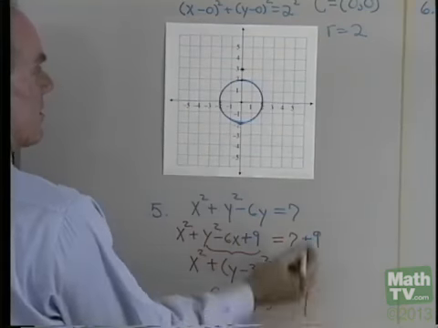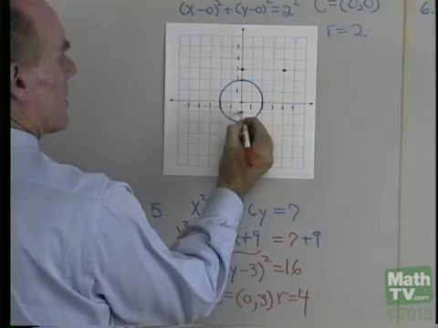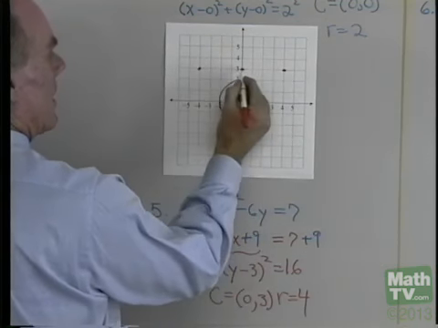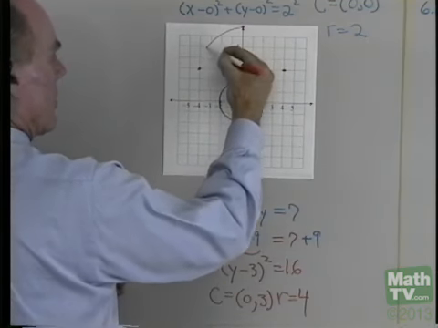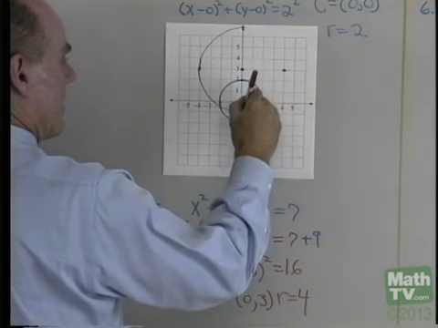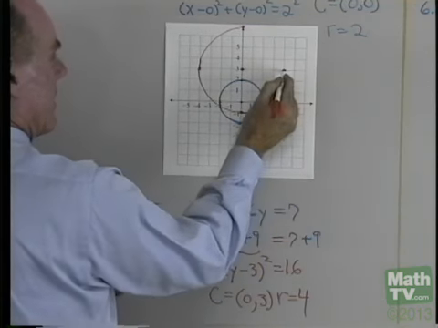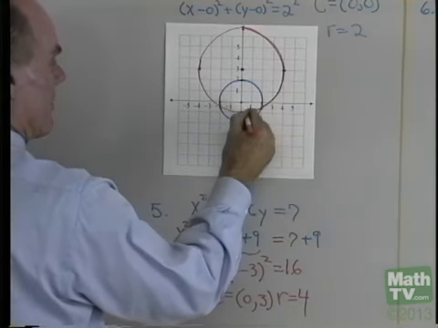And now I have a radius of 4. So I have to go 1, 2, 3, 4 units that way, 4 units down, 4 units back, and then 1, 2, 3, 4 units up. So I'm going to get a circle that looks something like this. Can't draw a circle very well by hand, but that'll have to do.